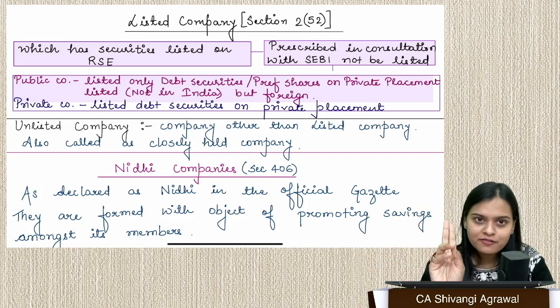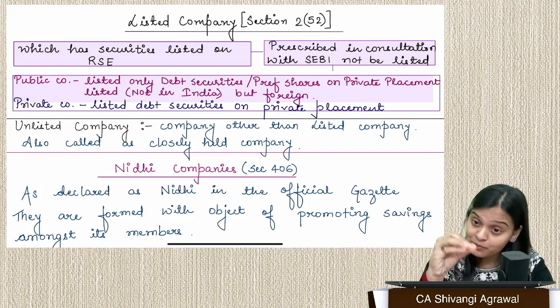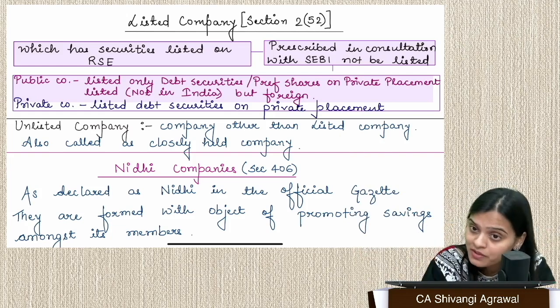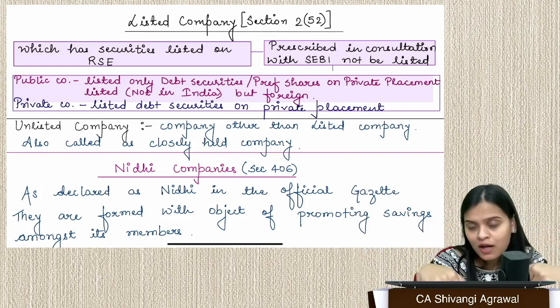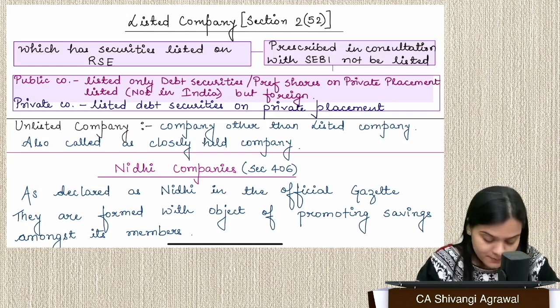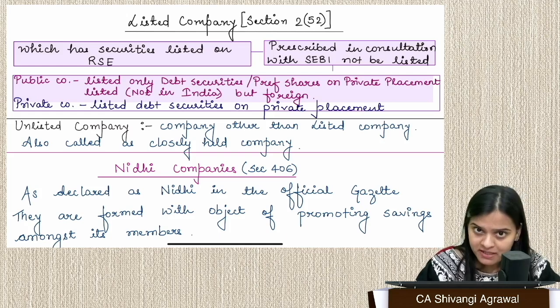So, ideally, the definition of listed company, Section 2, Clause 52, states that any company whose securities are listed on a recognized stock exchange is a listed company. However, there will be certain categories of companies prescribed in consultation with SEBI who are not going to be considered as listed. They are public companies whose debt securities or preference shares are listed, which were issued on a private placement basis.